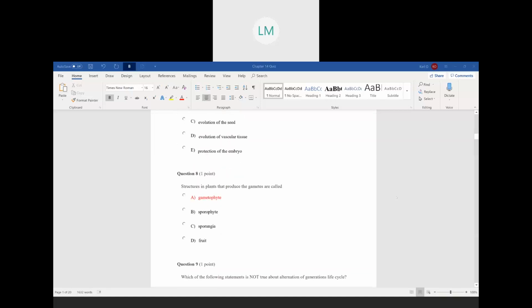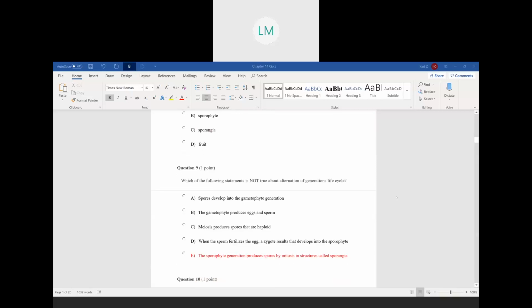Question number 8, structures in plants that produce the gametes. These are the gametophytes. The gametophyte produces the gametes through mitosis. The sporophyte produces the spores through meiosis. So gametes are produced by the gametophyte.